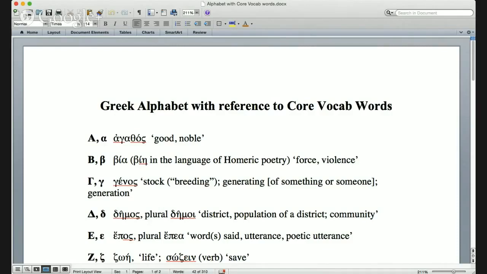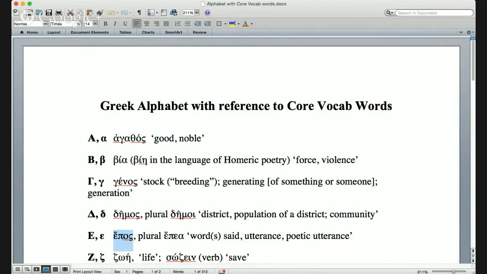Okay, we move to the fifth letter, epsilon, a capital epsilon and a lowercase epsilon, which is a short E. And so the pronunciation is something like, as in English, get. And our sample word here is epos, a very important word in Homeric Greek, from which we get the word epic. And the definition there is a word said, an utterance, or a poetic utterance.